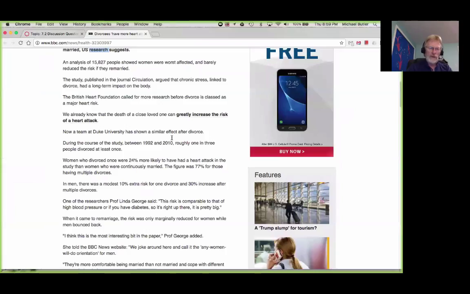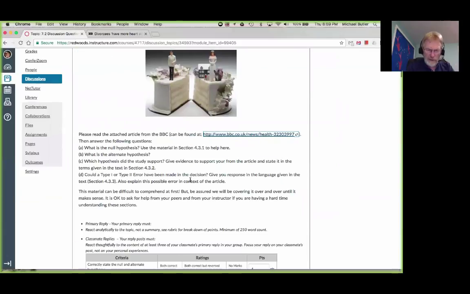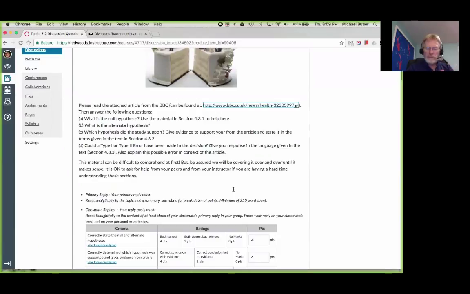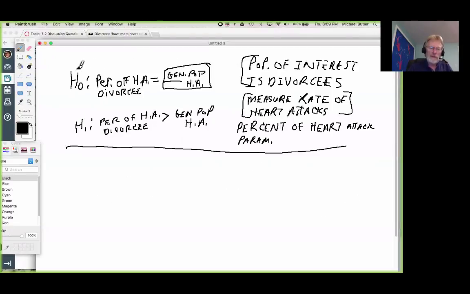Because what we're supposed to do over here, if we take a look at our questions, they say, which hypothesis did it support? Could a type 1 or type 2 error have been made in the decision? Give the response in the language of the text. Also explain the possible error in context of the article. Okay, so help me out here. Let's back up for a minute. Which of these hypotheses did the researchers end up supporting? Which one of these did they reject?